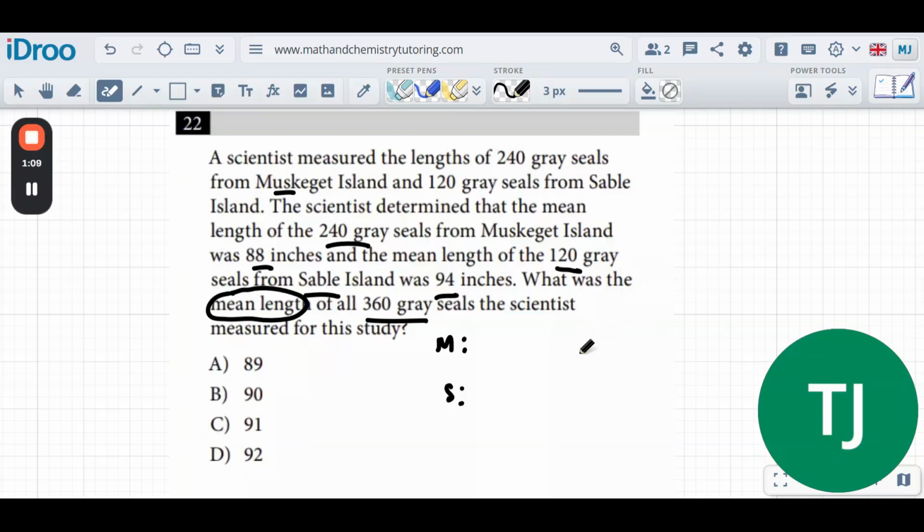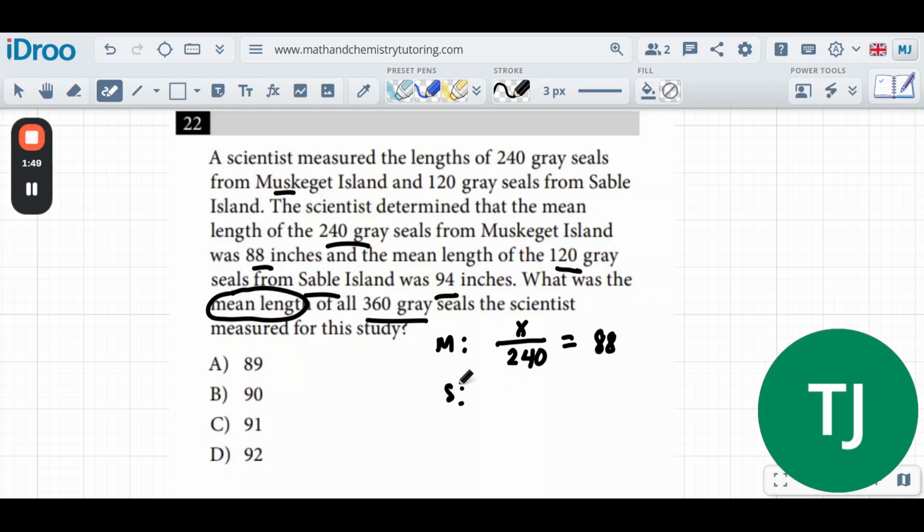We know that we get the mean or average by adding all the measurements together, and then we divide by however many numbers there are. For Muskeget, there are 240 gray seals. So we divide whatever we added together by 240, because there were 240 measurements. Let's say we represent that by x. That is the total length of all the 240 gray seals. We divide it by 240, and we got 88 as the average length of the gray seals from the Muskeget, right?